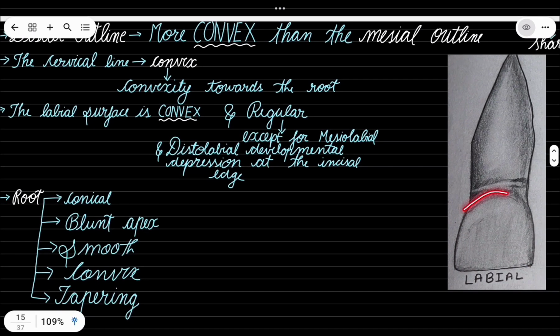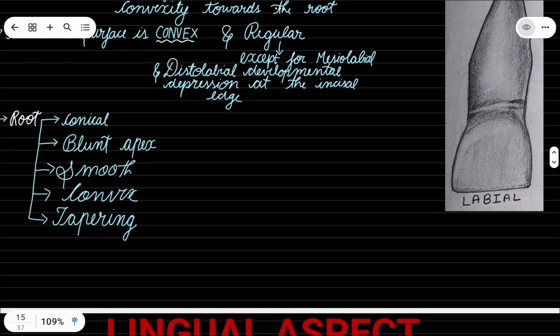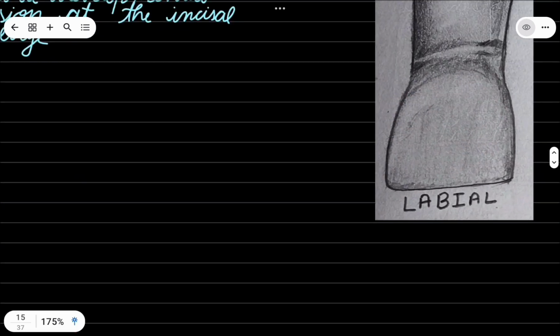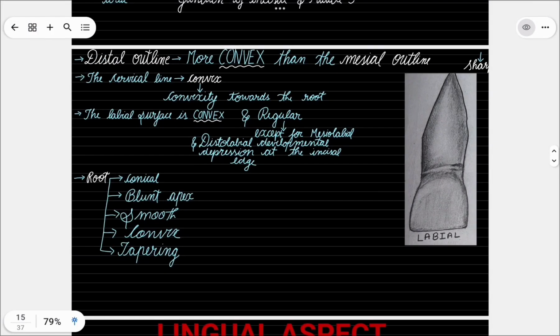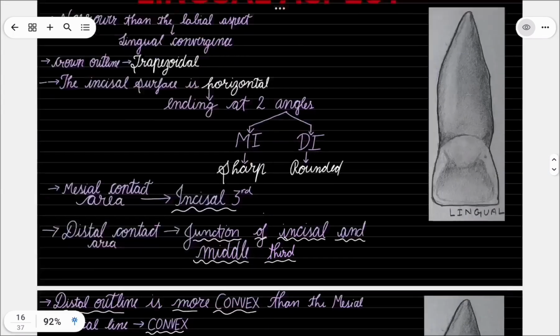Now the cervical line, this is convex and the convexity is towards the root. And the labial surface, as you know, will be convex and regular except two tiny depressions over here which are formed at the junction of the fusion of the lobes. Whenever these lobes fuse like here, see, this place will have slight depressions on the labial surface. Now the root will be conical. As you can see, it is like a cone. It has a blunt apex. It is smooth. As you can see, there are no depressions over here and it is convex and it is tapering.